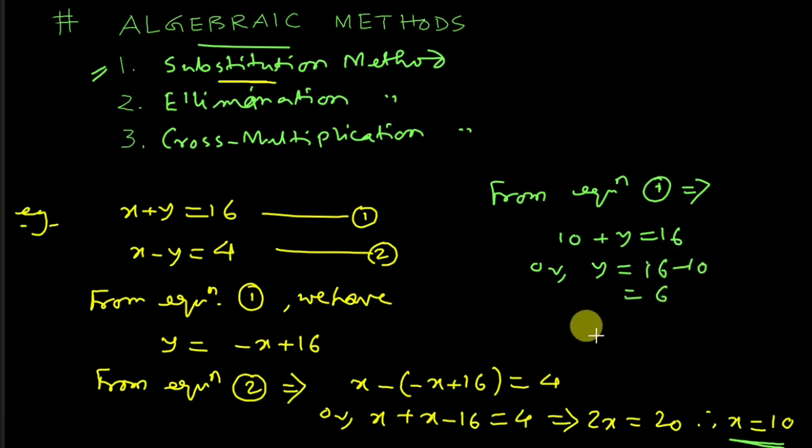So what are the solutions? x is equal to 10 and y is equal to 6. So these are the solutions for the pair of linear equations x plus y is equal to 16 and x minus y is equal to 4. This is the first method, substitution method. Next is elimination method.